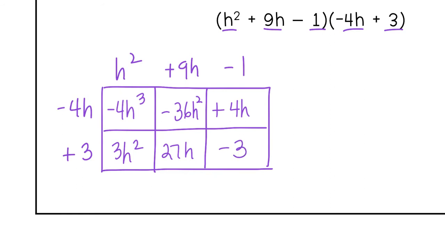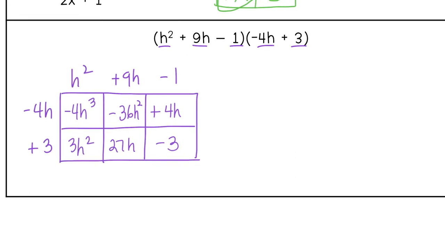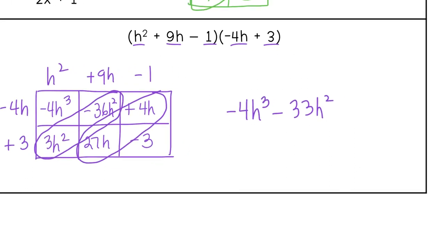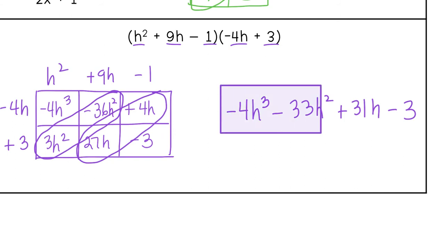Okay, so now when I write my answer, I'm going to combine like terms. So negative 4h to the third power is the only one that has an exponent of 3. But if you look at your diagonals, I have 2 terms that have h to the second, so we can combine those. 3 minus 36 would be negative 33h to the second. Okay, the next set of diagonals go together. 27 plus 4. So that would give me 31. So plus 31h. And in that last one, minus 3. So this is my answer.